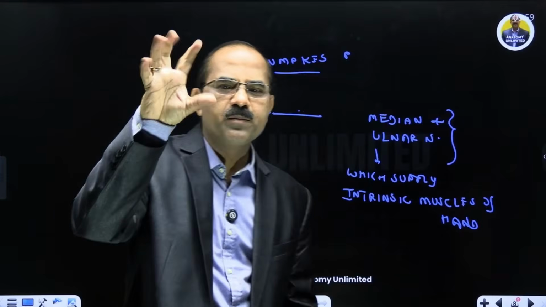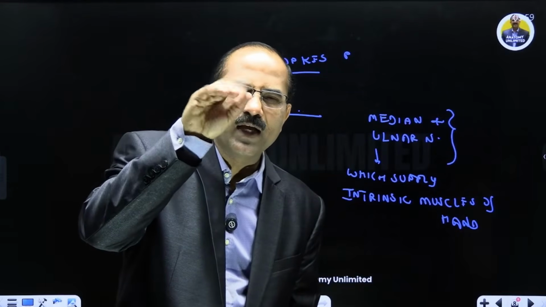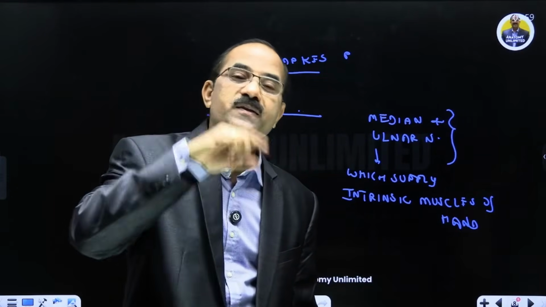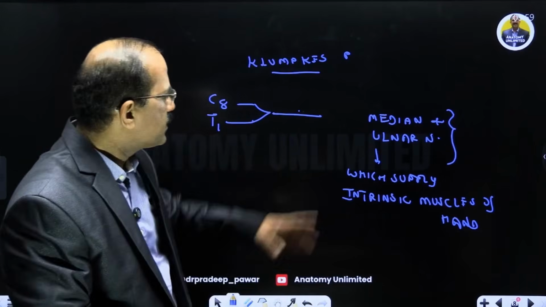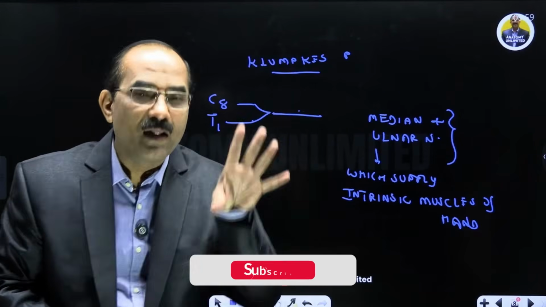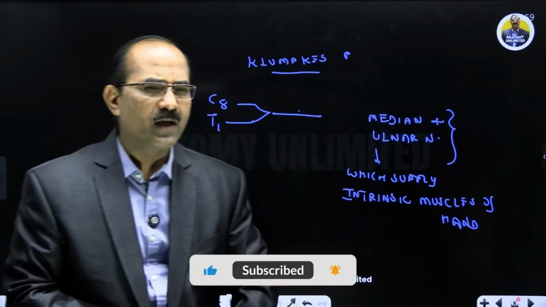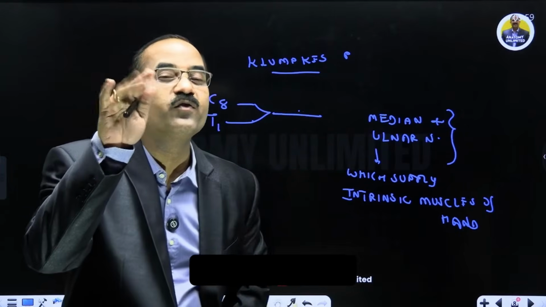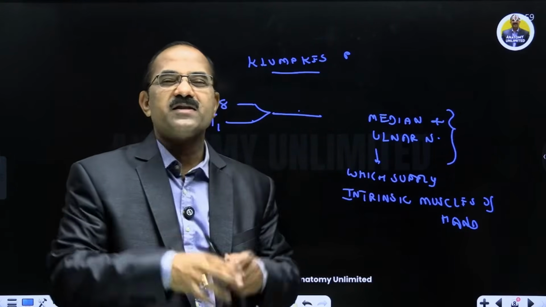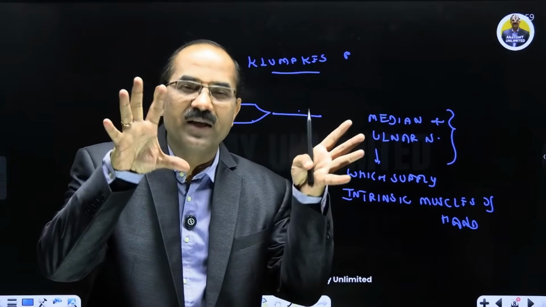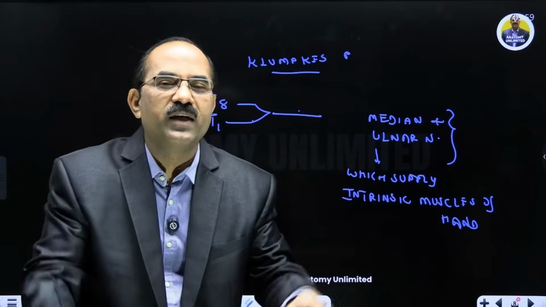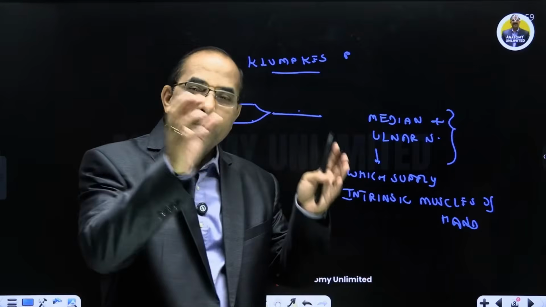These small muscles, the intrinsic muscles of the hand, are mainly supplied by C8 and T1. C8 and T1 are present in the median and ulnar nerves. Do you know how many muscles in the hand the ulnar nerve supplies? 15 muscles. How many does the median nerve supply? 5 muscles in the hand. So all these muscles get paralyzed because of involvement of the median and ulnar nerves.